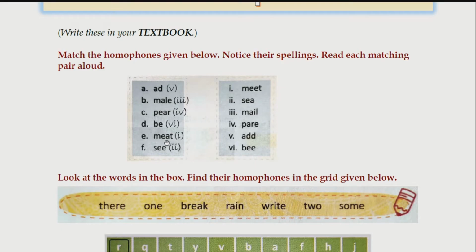This meat means mass. And it can be any kind of meat. It can be fish meat. It can be chicken meat. This matches with the first one. MEET. This meet means milna. And the last one is SEE, means dekhna. And this matches with the second one. SEA. Sea means a water body.